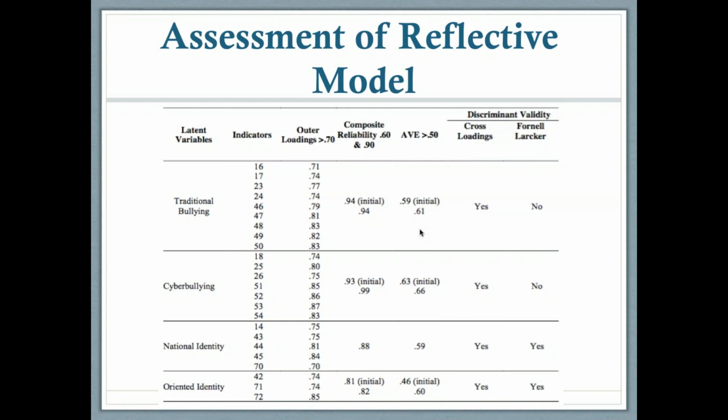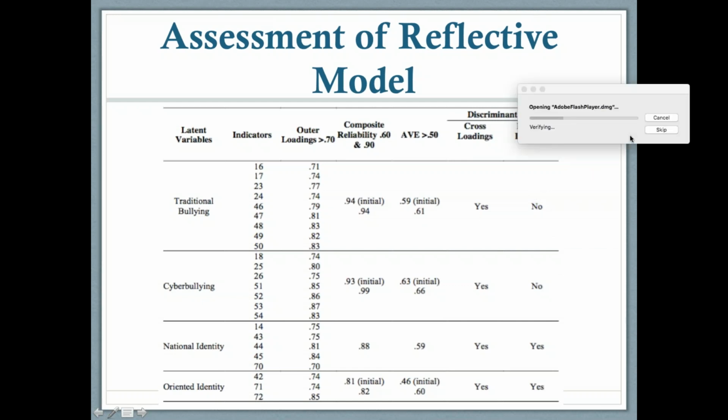Okay, looking at the discriminant validity, you see the cross loadings are fine, but there are also other measures that you can check to see if each construct is discriminated from each other well or badly, basically. And the cross loadings are fine, but Fornell-Larcker did not discriminate traditional bullying from cyberbullying, because I guess the system thought that they're all bullying anyways.